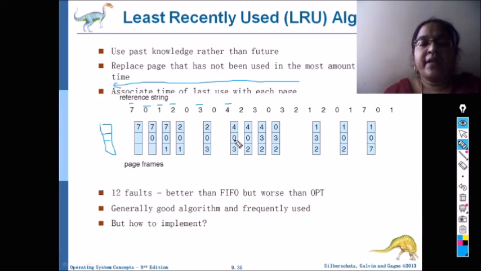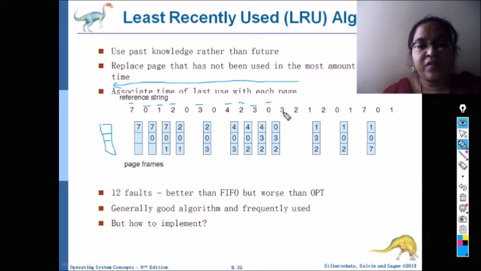Likewise, again for 2 there is a page fault. Among 4, 0 and 3, the least recently used is 3, so we replace 3 by 2. Again for 3 there is a page fault. Among 4, 0 and 2, least recently used is 0, so you replace 0 by 3. Now again for 0 there is a page fault. Among 4, 3 and 2, recently used is 3, then 2 and 4. Least recently used is 4, so 4 will be replaced by 0.